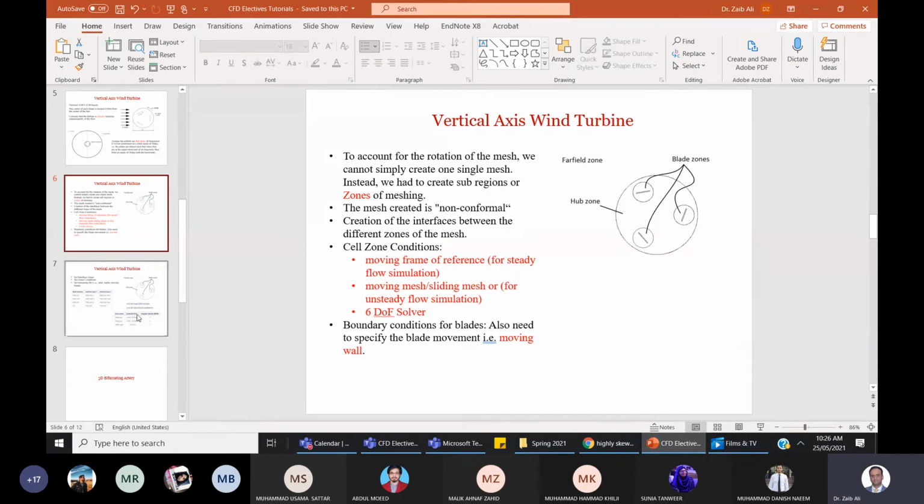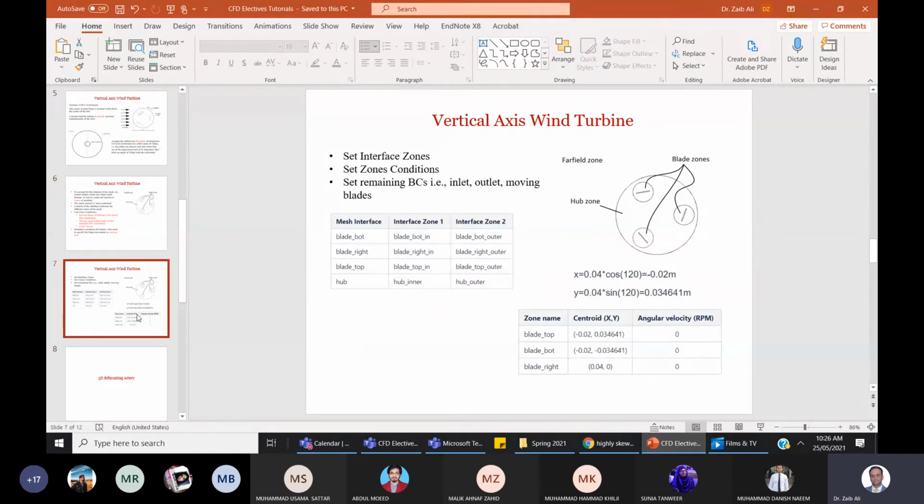So that was the main thing, how to simulate moving bodies. Again, I will repeat, you have three options. You can just set a moving frame of reference value for steady flow simulation. You can also set a sliding or moving mesh condition for unsteady flow simulation. And to account for more realistic simulations, you can go for a six degrees of freedom solver.